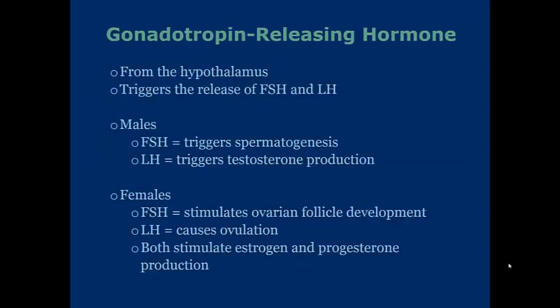The gonadotropin releasing hormone, or GnRH as it's commonly abbreviated, is released from the hypothalamus and triggers the release of follicle-stimulating hormone and luteinizing hormone, which have various effects depending on the gender. In males, FSH triggers spermatogenesis and LH will trigger testosterone production. In females, FSH stimulates ovarian follicle development and LH causes the ovulation. And take note that in females, both of these hormones stimulate estrogen and progesterone production.